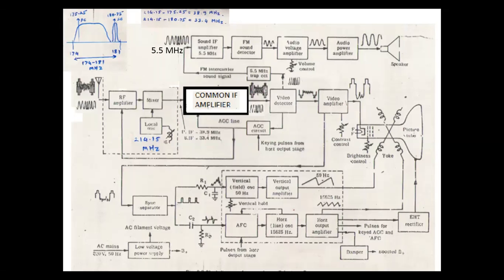This down conversion is done, and thereafter there is a 5.5 megahertz FM radio receiver. The 5.5 megahertz FM radio receiver demodulates the FM modulated signal, and audio is amplified and given to the loudspeaker. So audio output is available from the loudspeaker. Please keep this in your mind that 174 to 181 megahertz is converted into 38.9 and 33.4 megahertz, and from this again it is converted to 5.5 megahertz inter-carrier sound frequency, and then it is demodulated and sound is available from the output of the loudspeaker. So this is the very first stage.